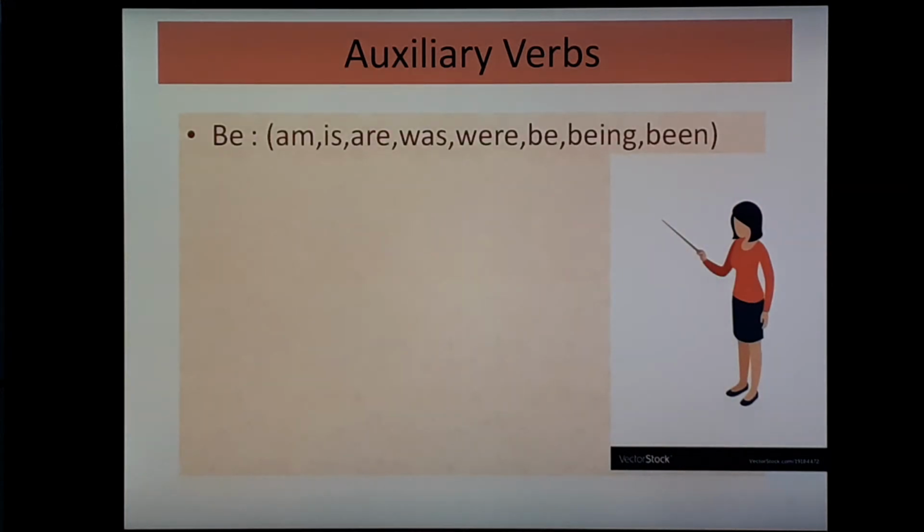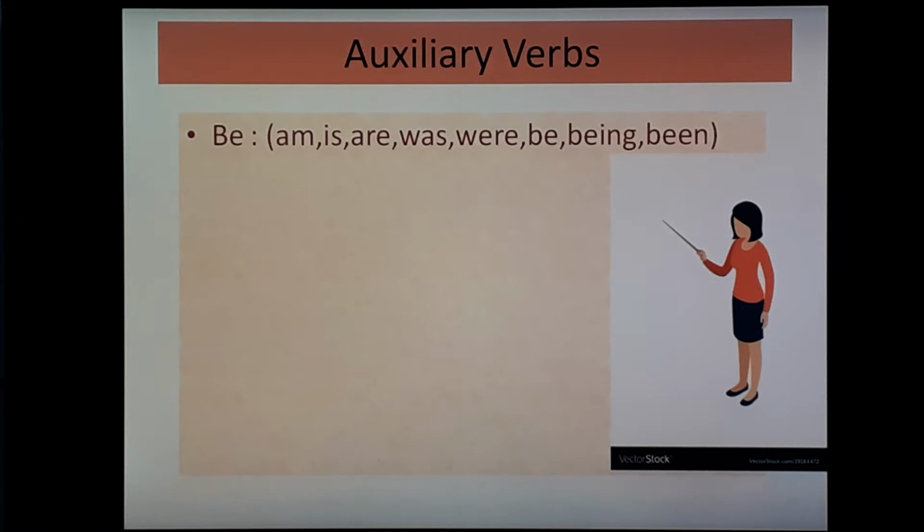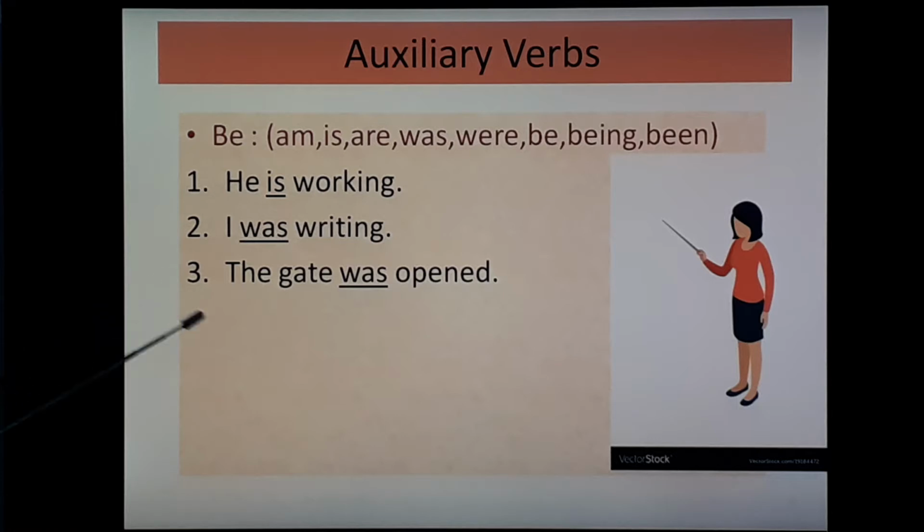First of all, we will see be form: am, is, are, was, were, be, being, been. First, he is working. So, is, that is to be form. That is an auxiliary verb. Second, I was writing. Was, be form. Third, the gate was open. Was, to be form.